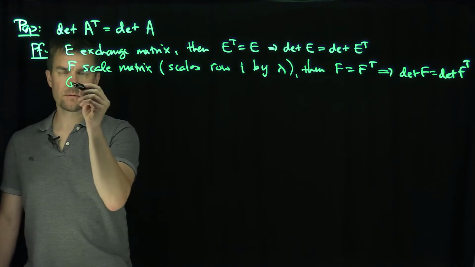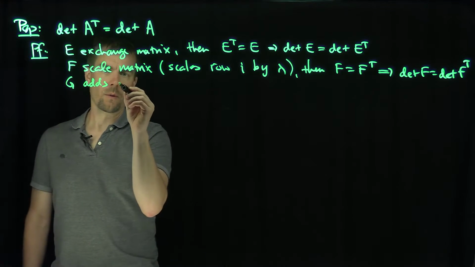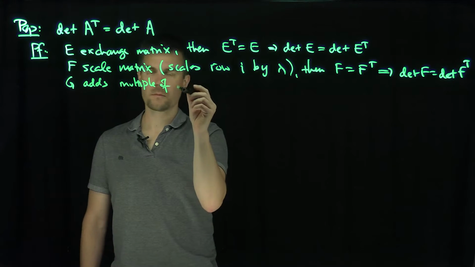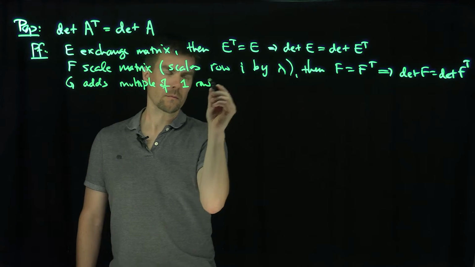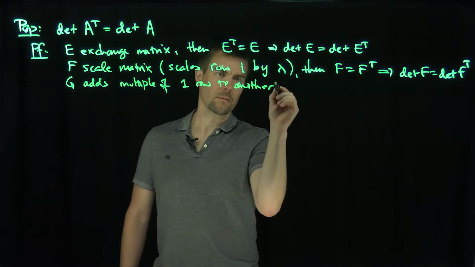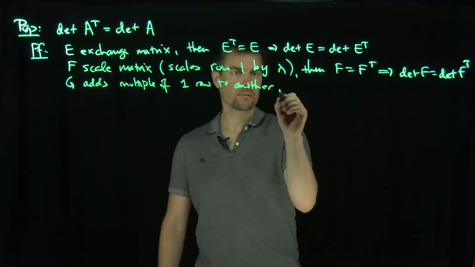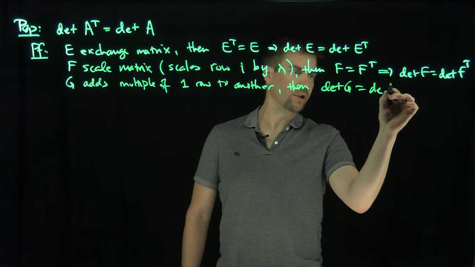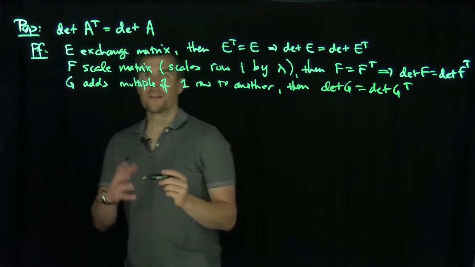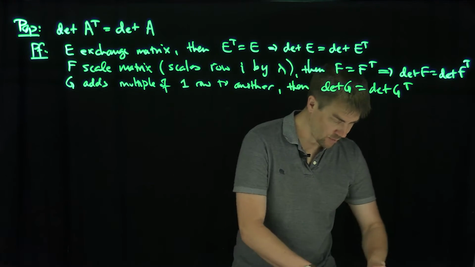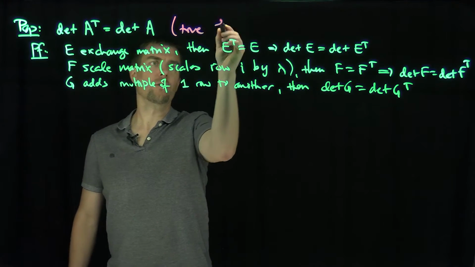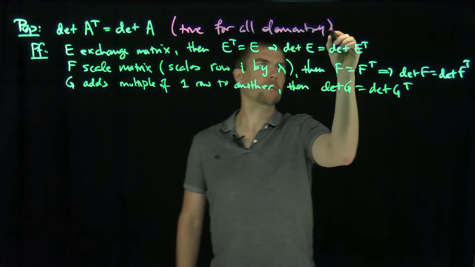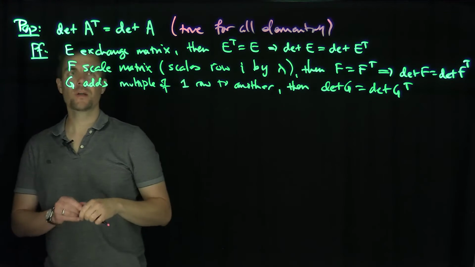And finally, if G adds a multiple of one row to another, then so does G transpose. Determinant of G is determinant of G transpose. In other words, this result is true for all elementary matrices. All elementary matrices. Great.